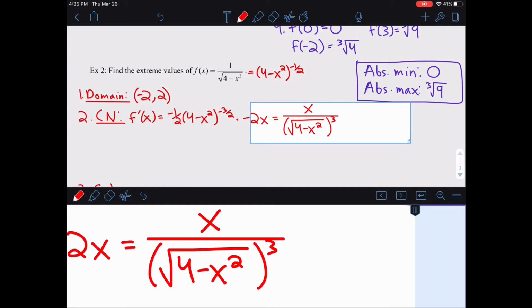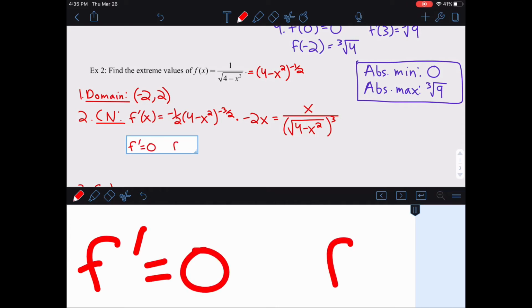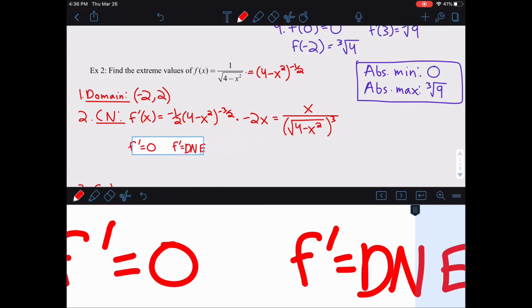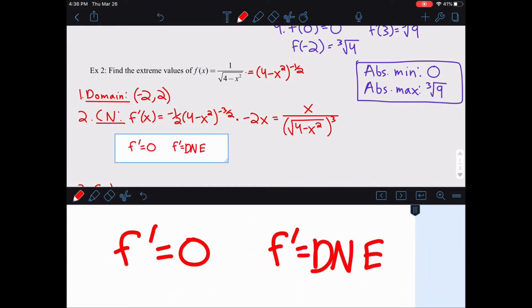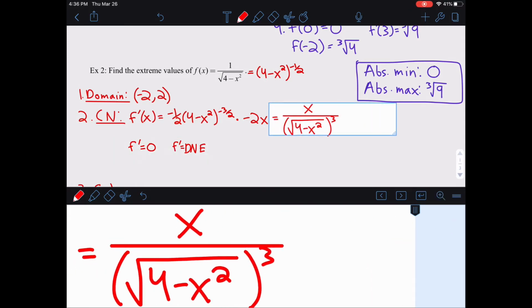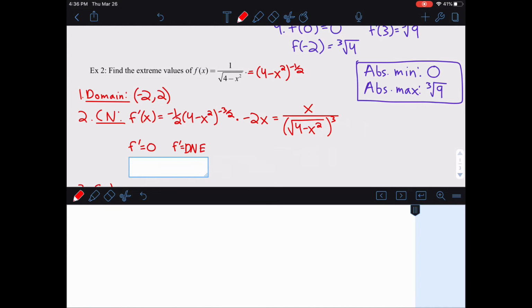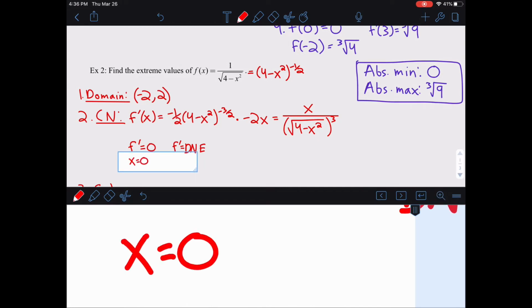Okay, so there's my derivative, and now I have to set this derivative equal to 0. I have to set this derivative equal to does not exist. And now I'm solving two equations. Okay, so what is going to make my derivative equal to 0? So my derivative is once again a fraction. How do we make a fraction equal to 0? Well, the numerator has to be equal to 0. And so that's going to give me x equals 0. And that is going to once again be a critical number.